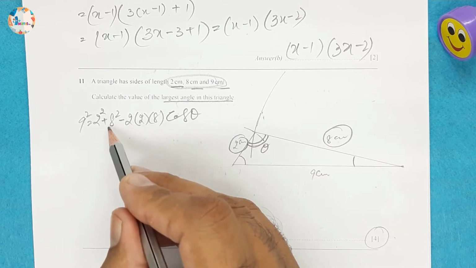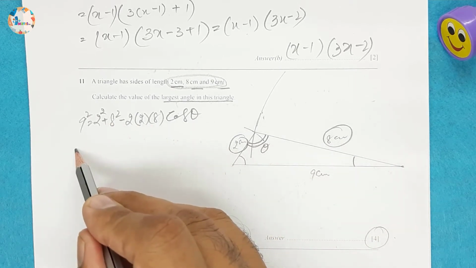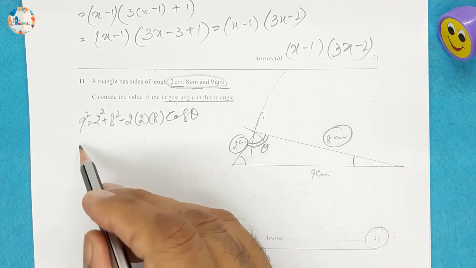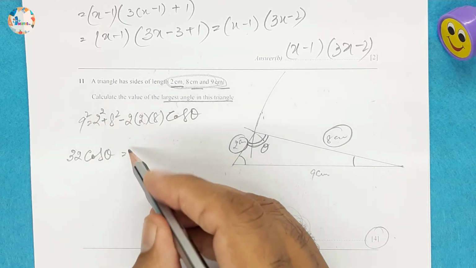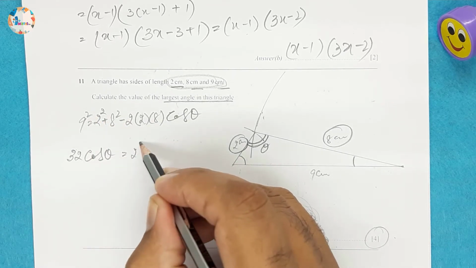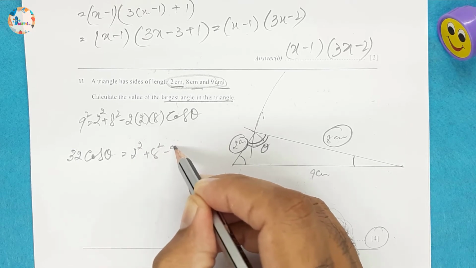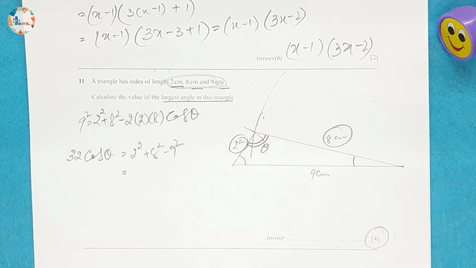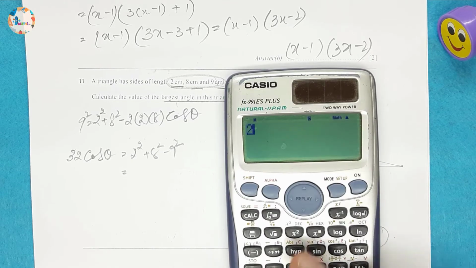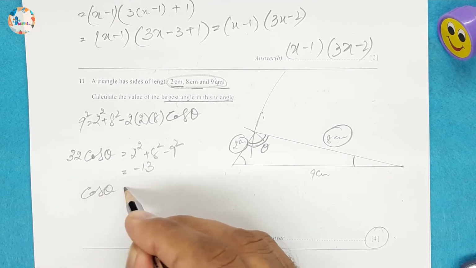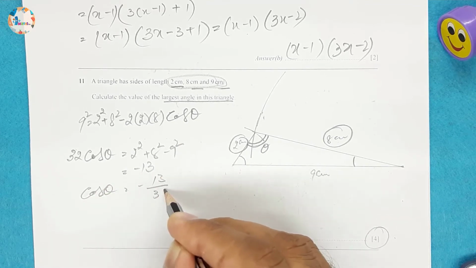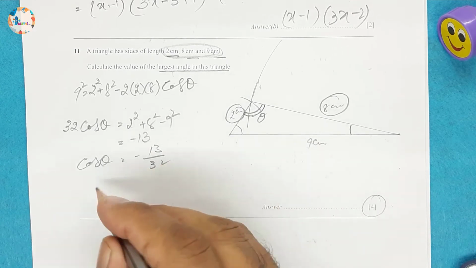Now we can simplify. We will be shifting this. Basically this will be 2 into 2 is 4, 4 into 8 will be 32. So we can write 32 cos theta is equal to 2 squared plus 8 squared minus 9 squared, and this will be equal to minus 13. So cos theta is equal to minus 13 over 32.